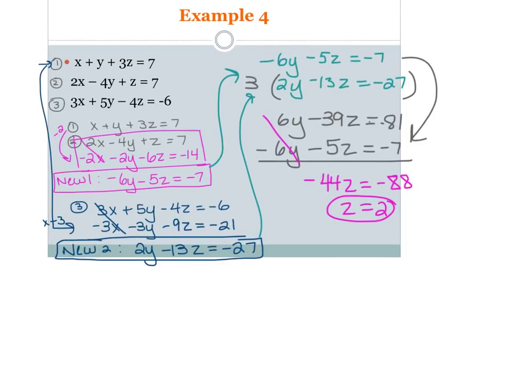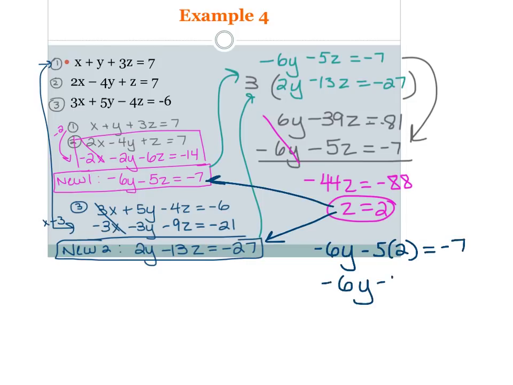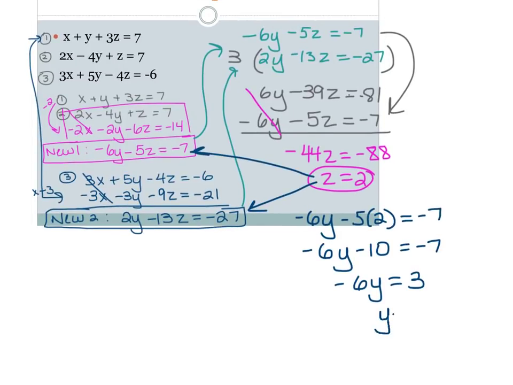I'm going to take that and plug it back into one of the new equations. So I'm actually going to grab the first one. Negative 6y minus 5 times 2 equals negative 7. Negative 6y minus 10 equals negative 7. Negative 6y would equal positive 3, and y would equal negative 3/6, or negative 1/2.